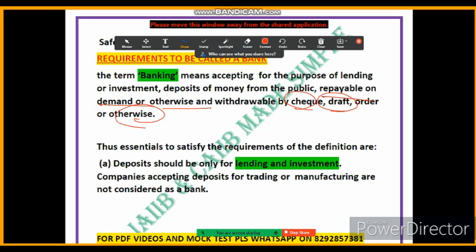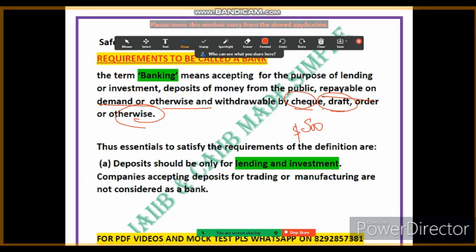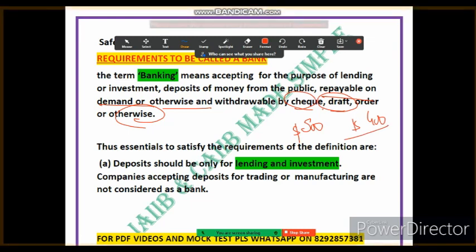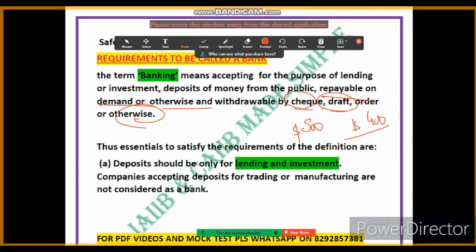Let's say you have $500 in your bank account, and you need to pay your monthly rent of $400. You can write a cheque for $400 to your landlord, and the bank will honor it by deducting the amount from your account. So I have explained the meaning of banking in different aspects of banking.